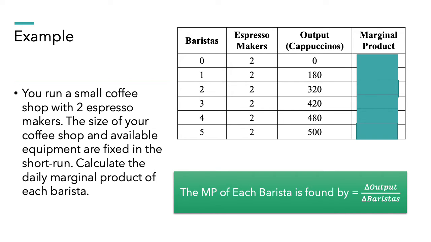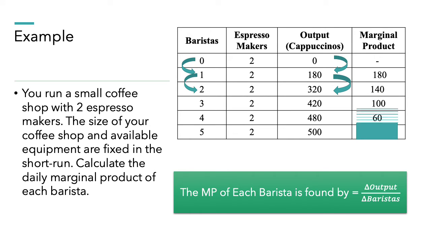So let's start with our first one. When we hire one, we're at 0 baristas. When we hire one barista, our output is 180 cappuccinos. The marginal product of that barista is 180 cappuccinos. What about our second barista? Once we hired the second barista, our output goes from 180 to 320. Now that is a change of 140 units. Notice that the marginal product of that additional unit of labor actually decreased.